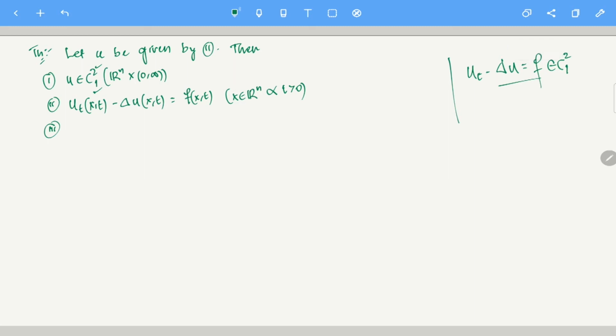So how does it satisfy the boundary condition? It can satisfy like this. The limit: if you take any point (x, t), where are you going to take it from? From x in Rn, t positive. If you are taking any such point and that goes to (x0, 0), let's say x is in Rn and t positive, then u of (x, t) should be equal to 0.